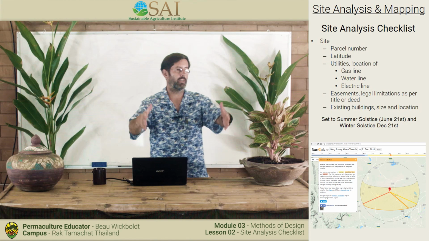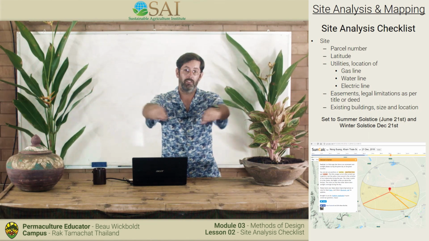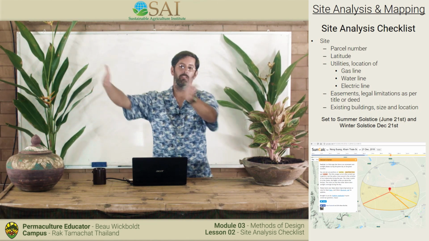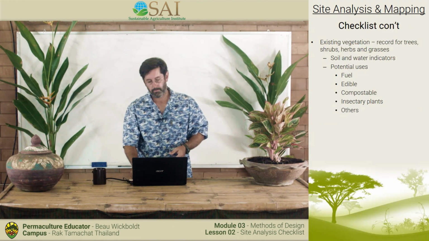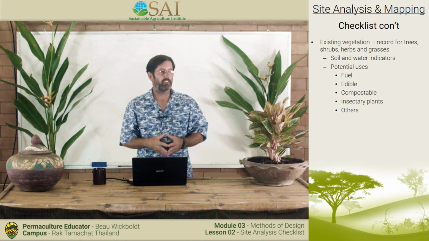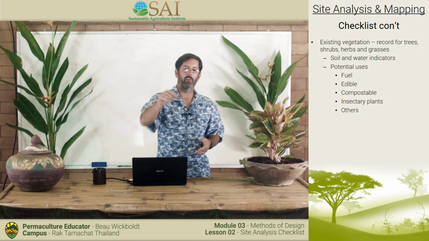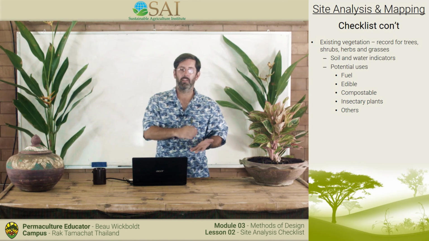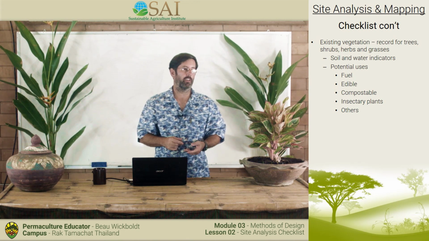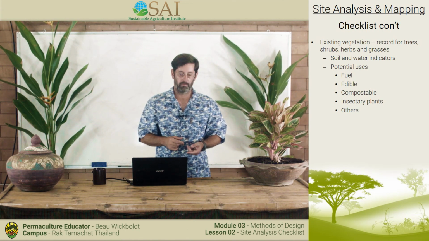These are things that we're going to capture, guys, on our base maps. Then we can design new things. This is existing things. So existing vegetation that you observe on that site. Record the trees, the shrubs, the herbs, and the grasses. They're all going to give us indicators of what will grow well on the site.